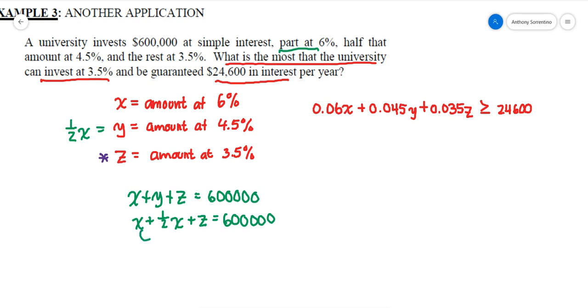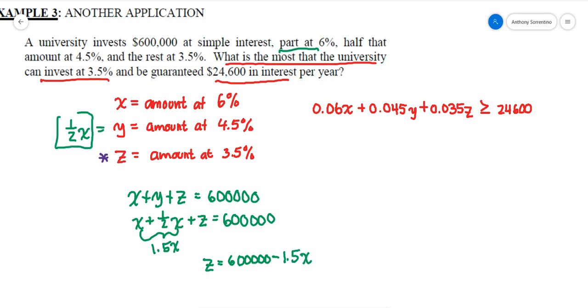So these two become 1.5x, which means that z equals 600,000 minus 1.5x.